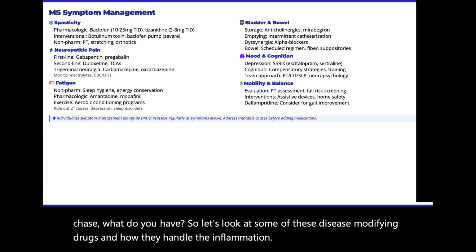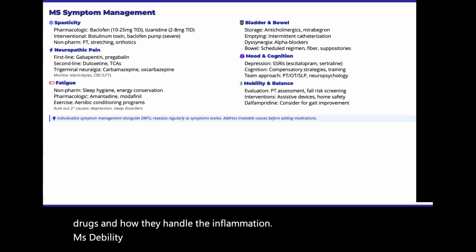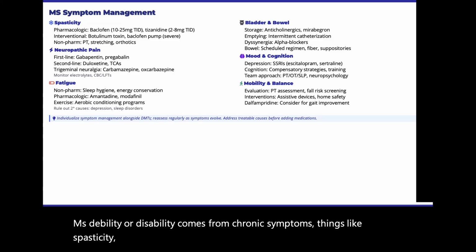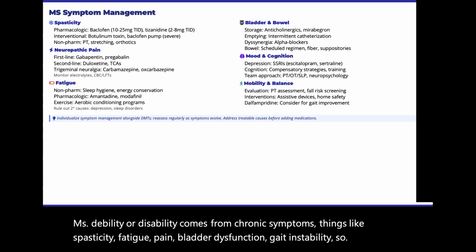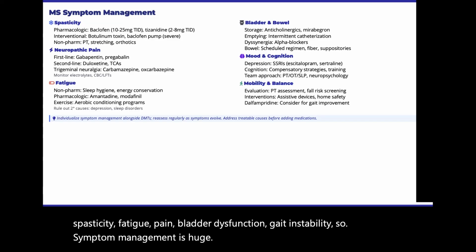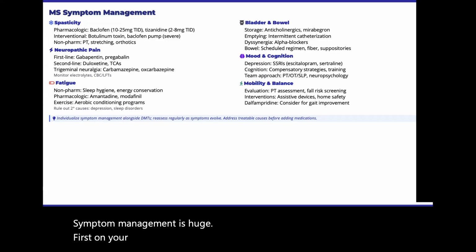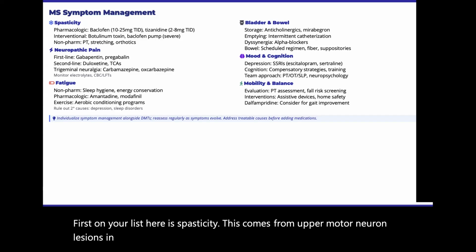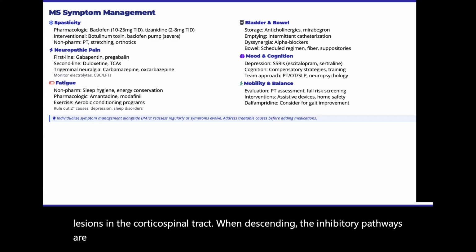MS disability comes from chronic symptoms, things like spasticity, fatigue, pain, bladder dysfunction, and gait instability. So symptom management is huge. First on your list here is spasticity. This comes from upper motor neuron lesions in the corticospinal tract. When the descending inhibitory pathways are damaged, the muscle defaults to overactivity.